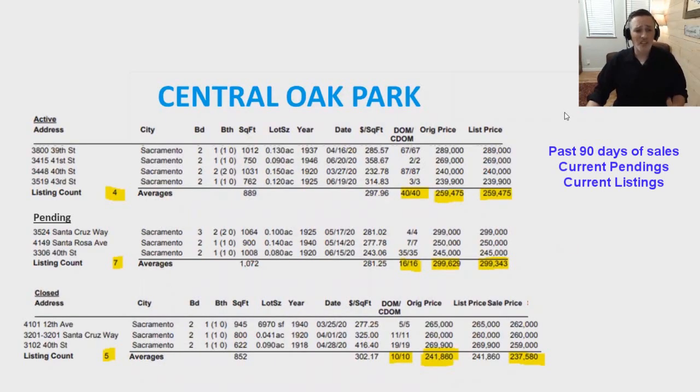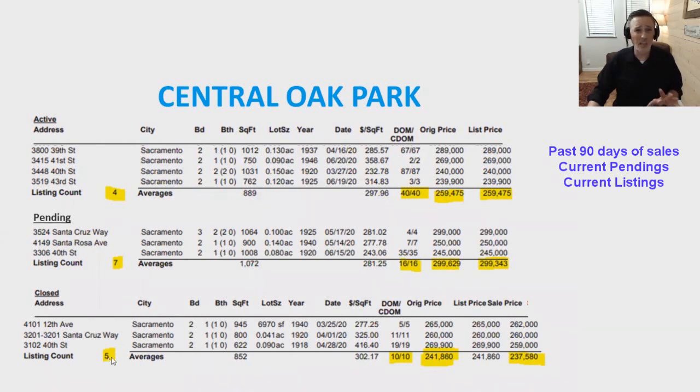In all of these examples, I'm going to show 3 quick examples. I want to show you exactly what I look for, and then we'll move on to some other trends. In these examples, I pulled the past 90 days of sales, and then I pulled all listings and pendings. In the past 90 days, there are only 5 sales in Central Oak Park. Not a lot of data, so this isn't really strong.